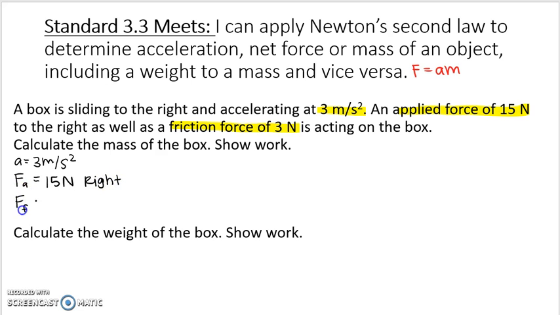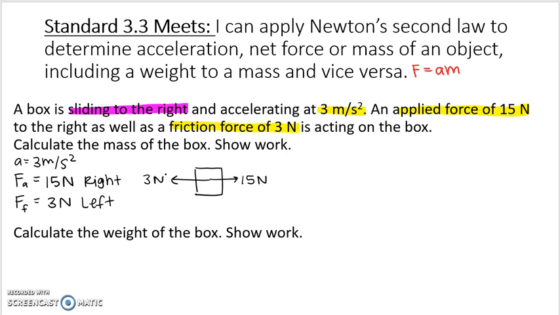We have a force of friction that's 3 newtons. If the box is moving to the right, and we know that because it says that it's sliding to the right, that means our friction force is in the opposite direction that it's sliding. That puts our force to the left. If we were to draw a free body diagram for this box, we would have a box with a forward force of 15 newtons and a backwards force of 3 newtons.